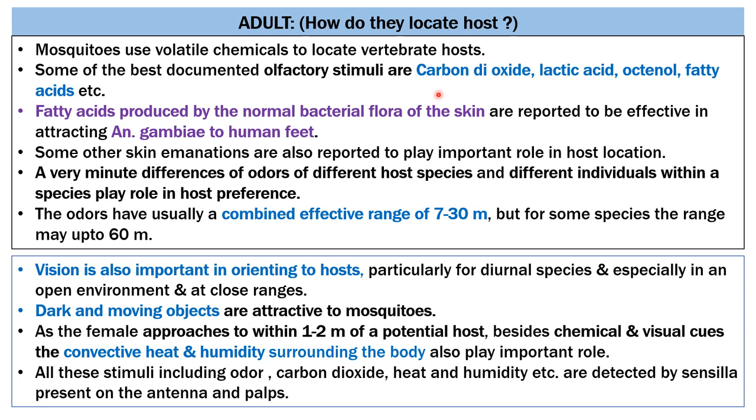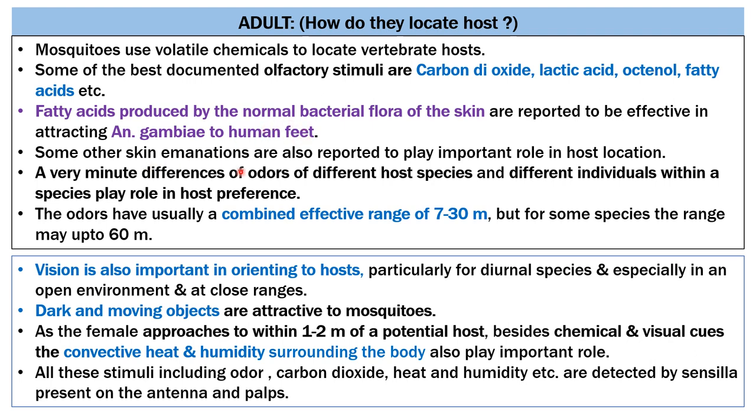Different mosquito species show differential preference for a particular stimulus. For example, Anopheles quadriannulatus show strong response to carbon dioxide, while Anopheles gambiae show weak response to carbon dioxide but show strong response to the fatty acids produced by the normal bacterial flora of the skin, particularly emitted from the feet.